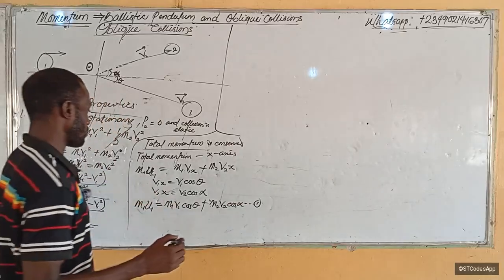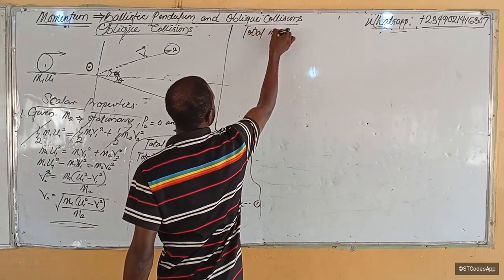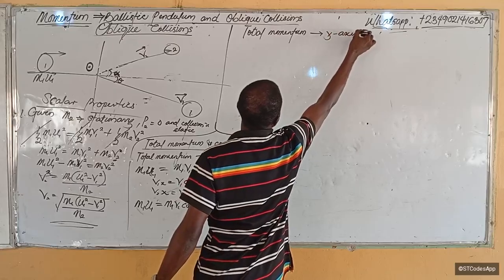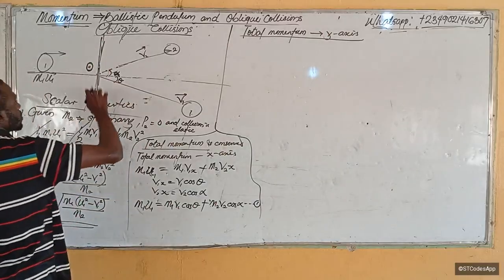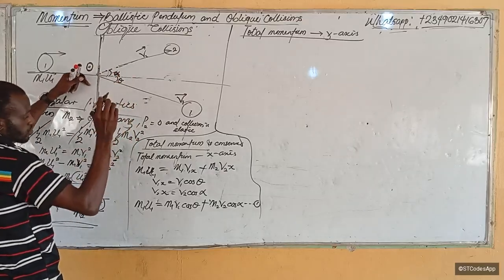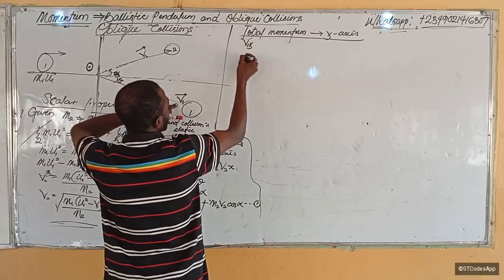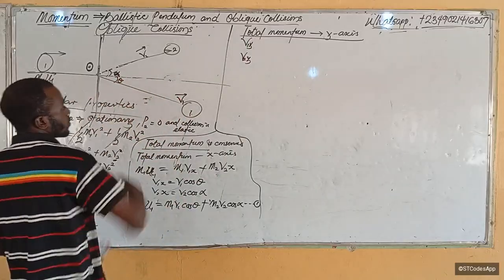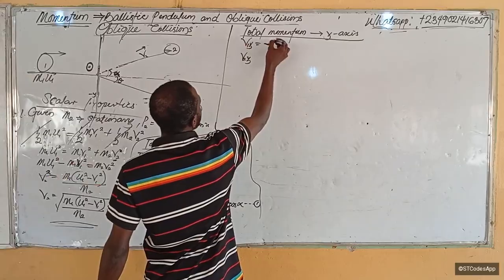How about for the y-axis? Now total momentum for the y-axis. What we want to do is resolve this guy down here. So recall that there will be v1y and there will be v2y. Now v1 is coming here like this. So which component is this? This is the negative y component. So v1y will be minus v1.